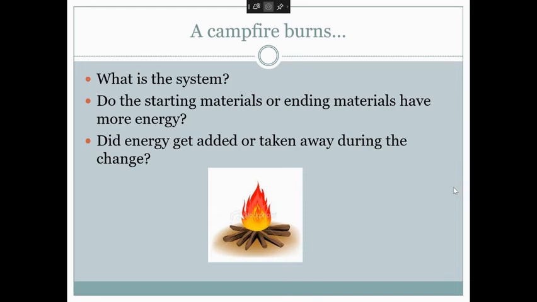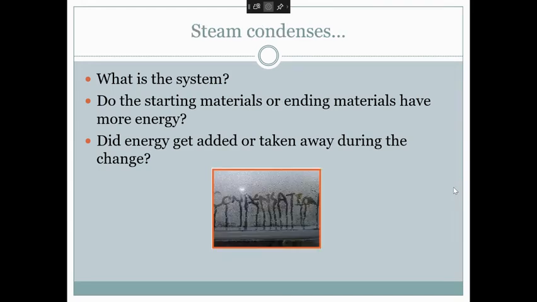Campfire burns. What do you think, endothermic or exothermic? Exothermic. It is exothermic. The system is actually the wood. The system is actually a hydrocarbon because wood is a hydrocarbon. And when you burn it, you feel the heat coming off of it because it's an exothermic process.